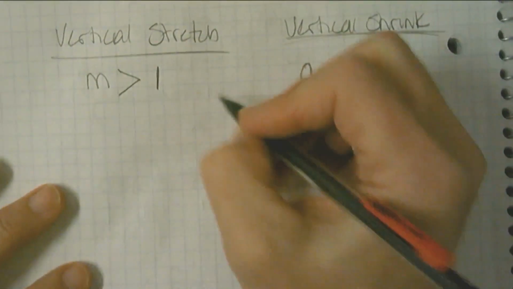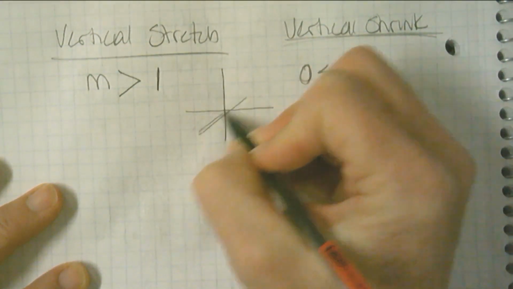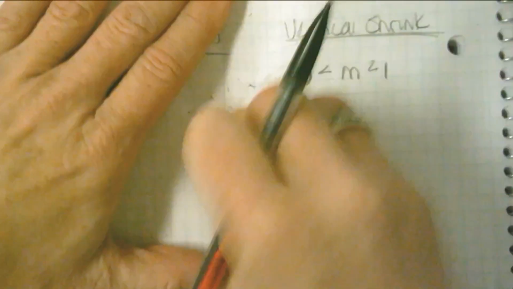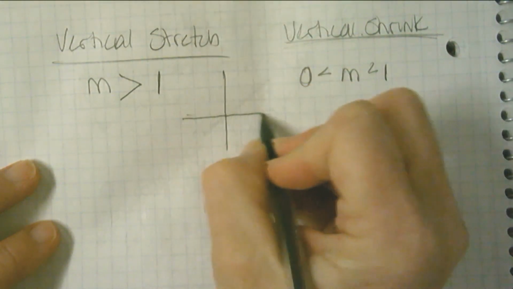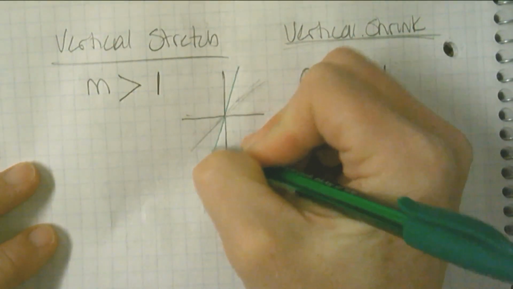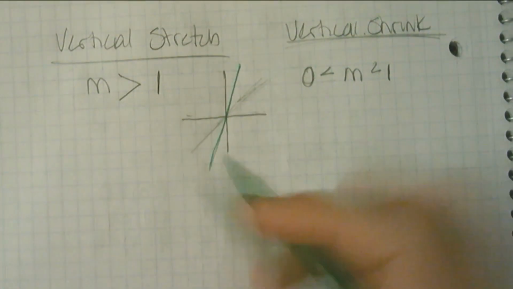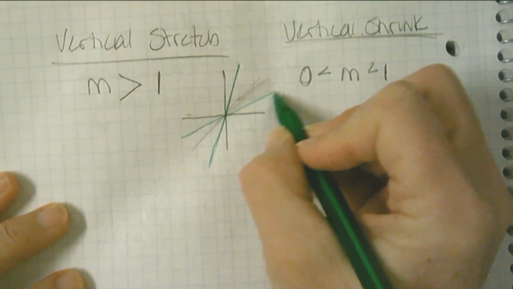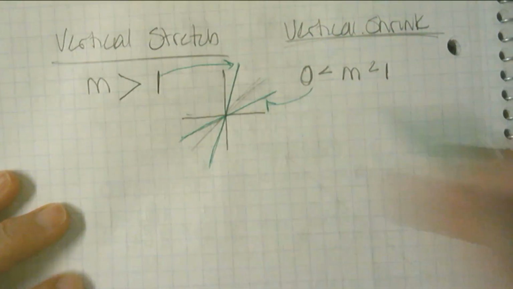Now that's when we have something like this. I'm going to go ahead and just do this really quick one. I'm not doing a very good job of this. So if here is my graph, here's my parent function, here is my vertical shrink, or vertical stretch. Here would be my vertical shrink. So that is a stretch, that is a shrink.